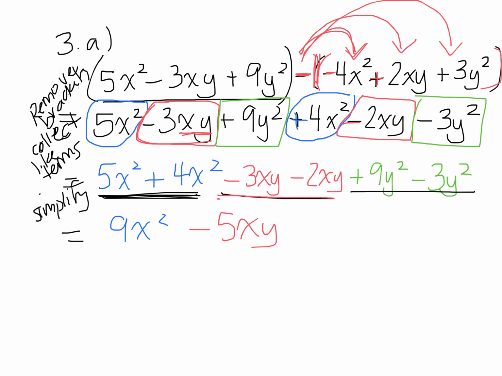positive or negative. A lot of you, again, I noticed when I was marking this, were forgetting your signs. What's 9 take away 3? 6y squared. I have to include the sign. 9 take away 3 is positive 6. How do we know that this is the answer? We're done.